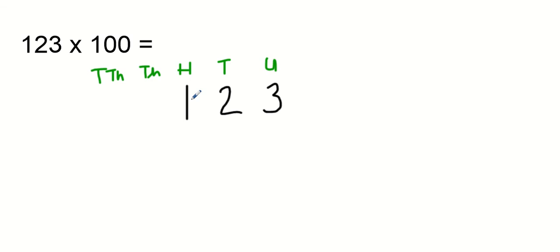They must stay in the right order. So either start with the 1 or the 3. So I'm going to move the 1 up 1 column, up 2 columns. It was worth 100, now it's worth 1 lot of 10,000, so it's worth 10,000.